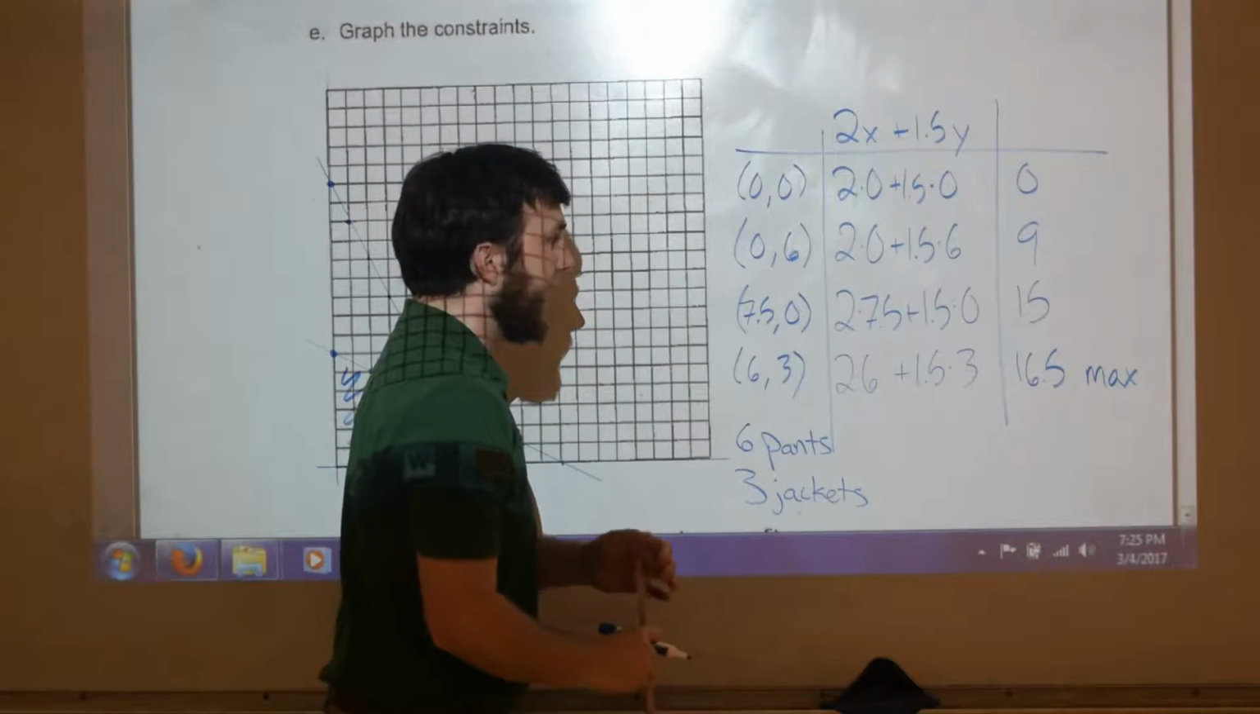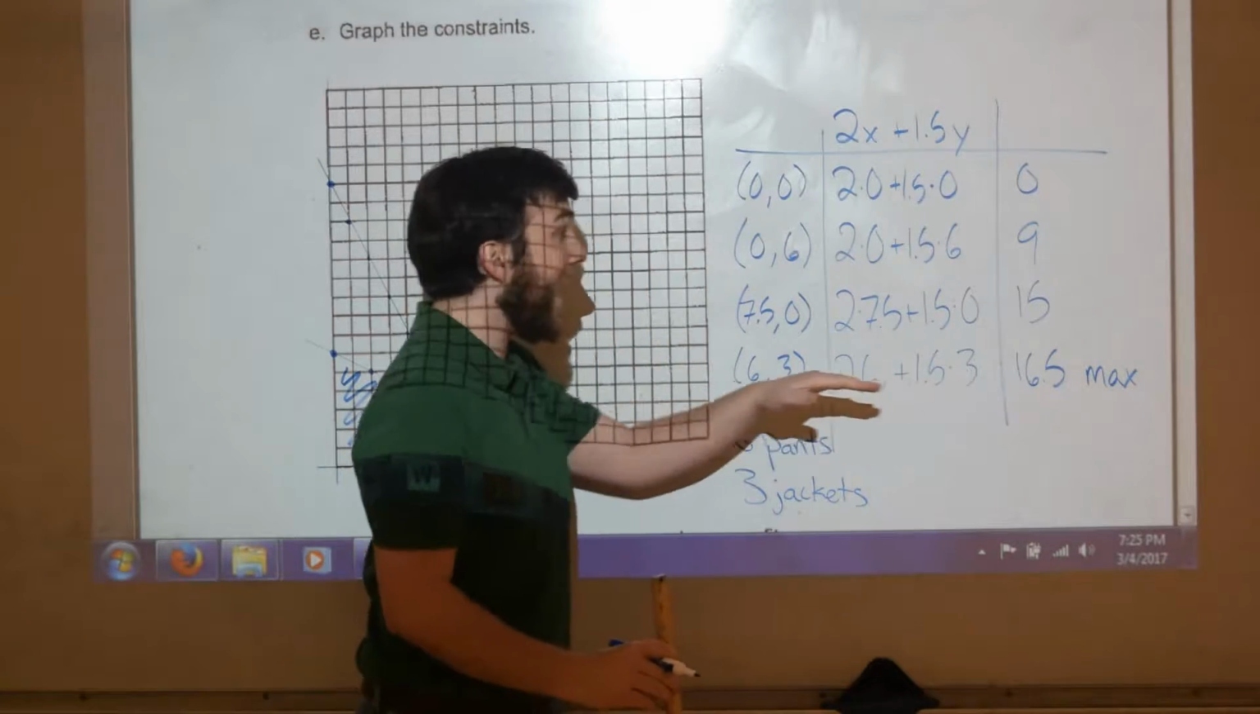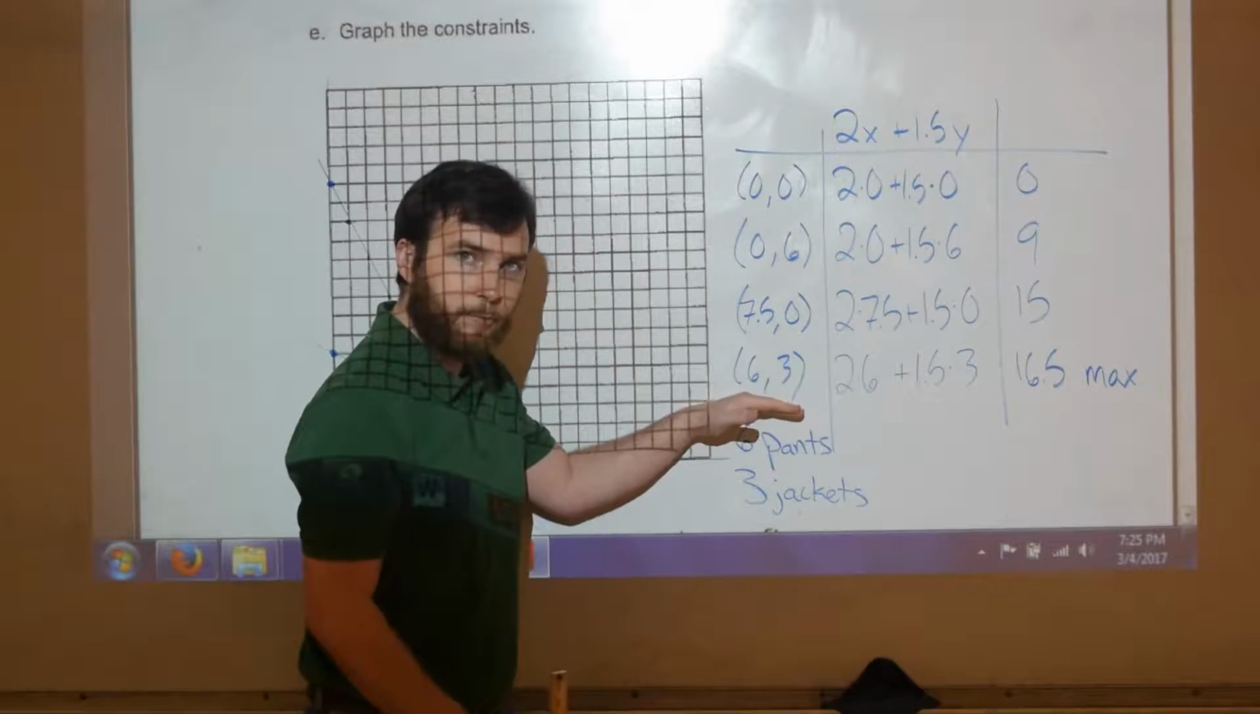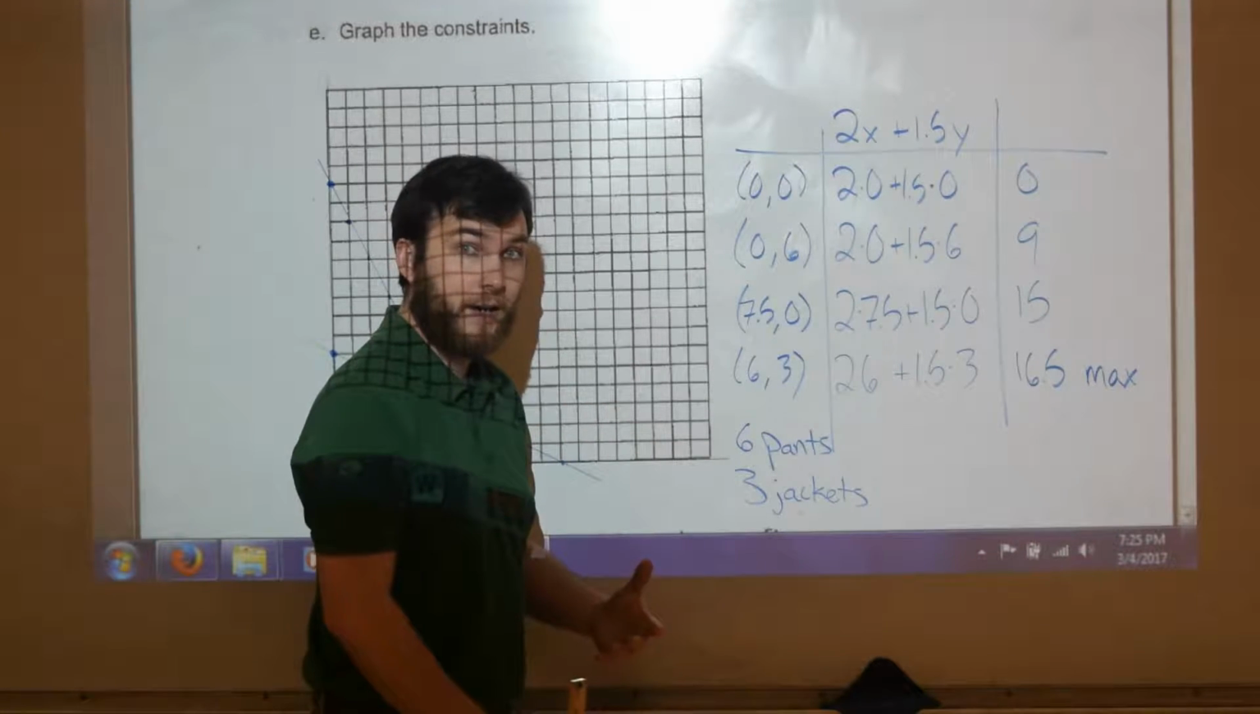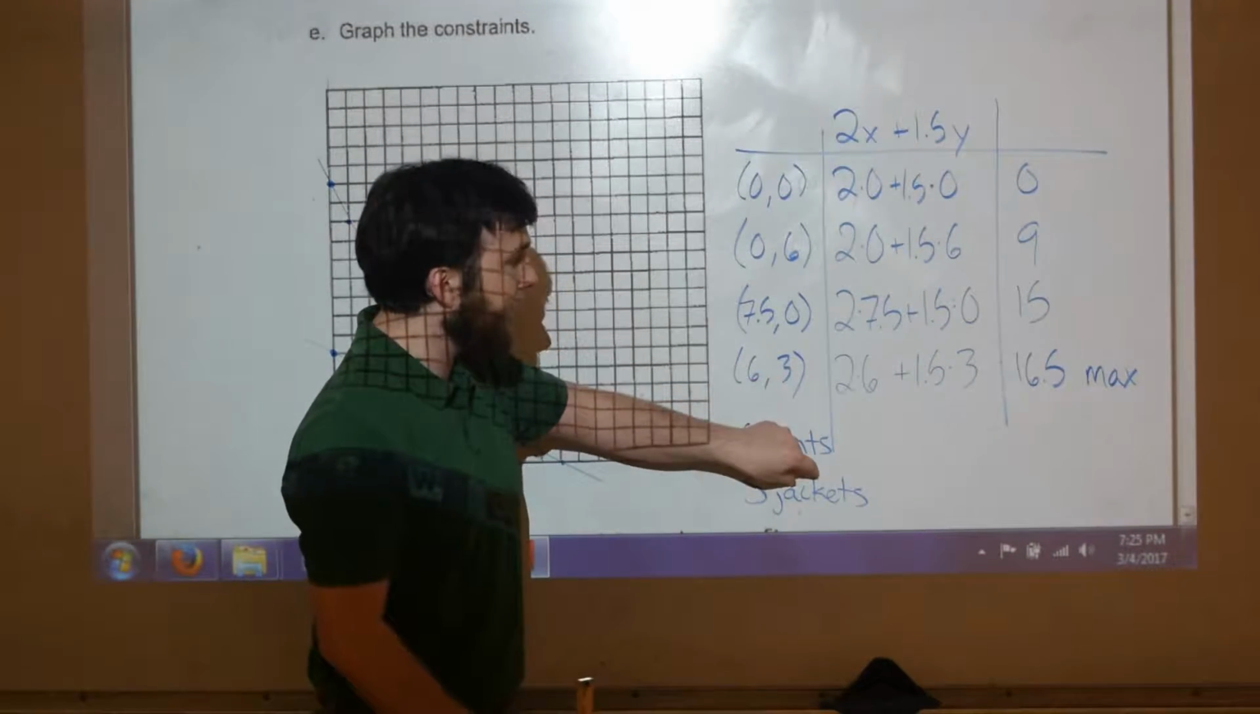That's why yesterday I was always saying the max is at this point. This point tells you how much you should produce of whatever X and Y represented. In this case, it's pants and jackets.